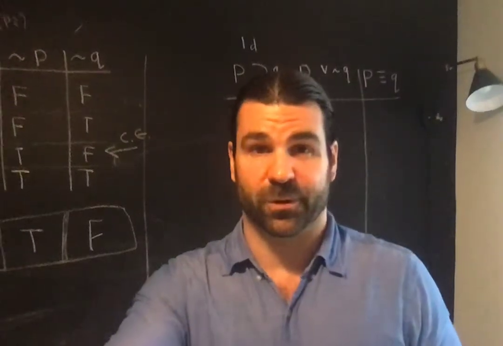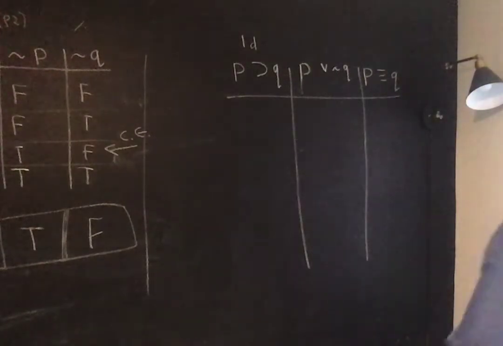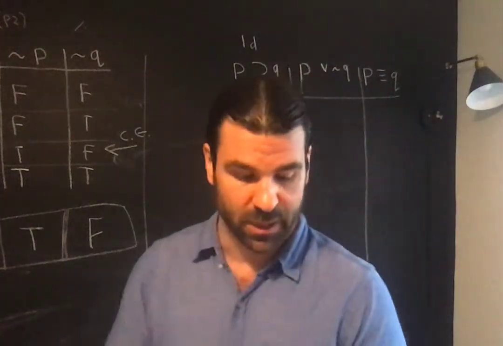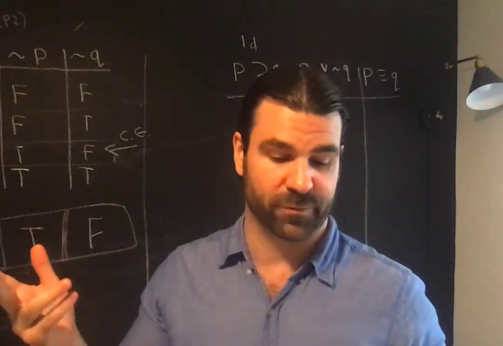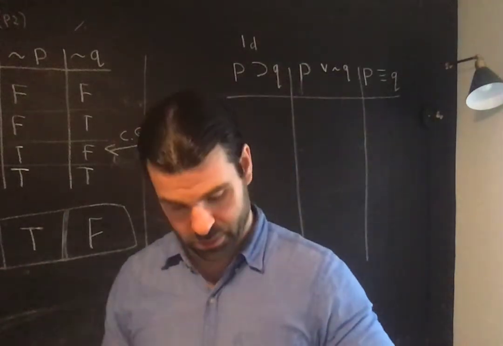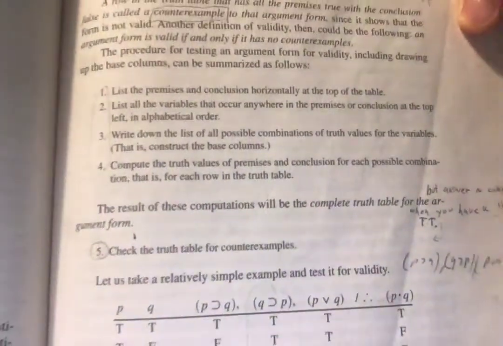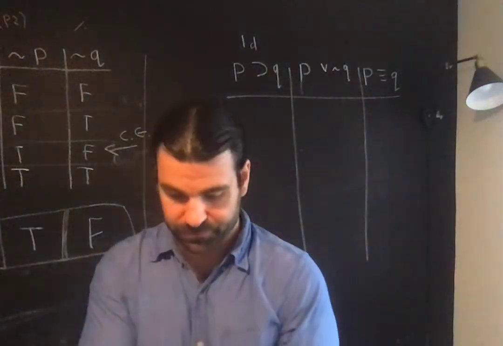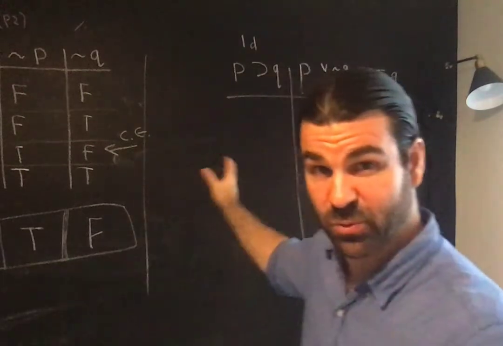Okay, let me do this one for you, 1D, a slightly more complicated one. Before I forget, this one's simpler than the one Klenk runs through in the book, on page 80 especially. Section 1 of Unit 5 is on base columns, section 2 is the truth table test for validity. It starts on page 79, and I encourage you to take this five-step procedure to heart. List the premises and conclusion horizontally at the top. That's what I'm going to be doing here again.